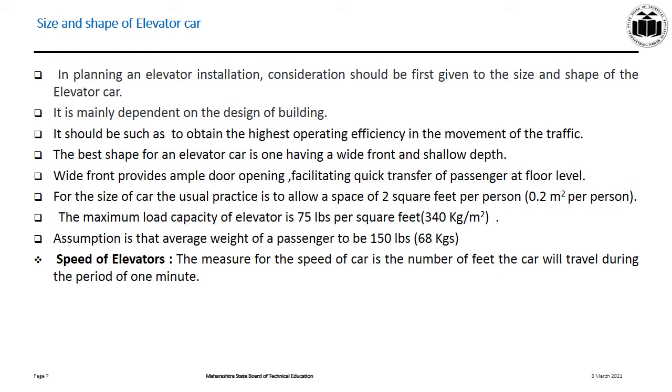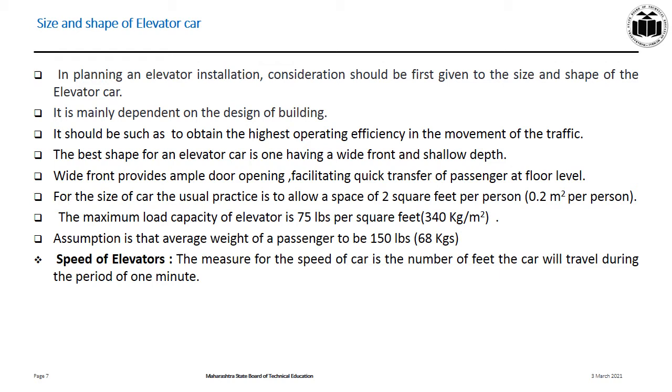Now if we talk of the shape of the elevator car, it must have a wide front so that it is comfortable for the traveler, and a shallow depth. A wide front provides ample door opening, facilitating the quick transfer of passengers at the floor level. Also, an important criterion for the size of the car: usual practice is to have a space of 2 square feet per person, or 0.2 square meter per person. This is for the size.